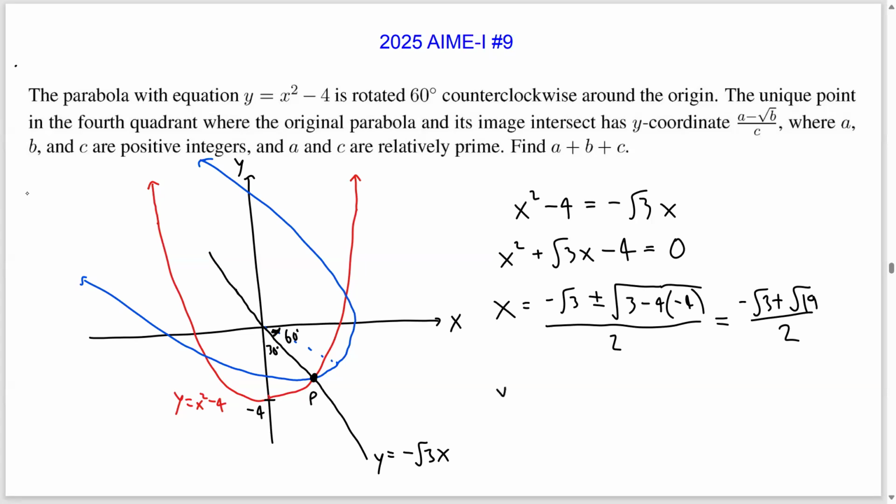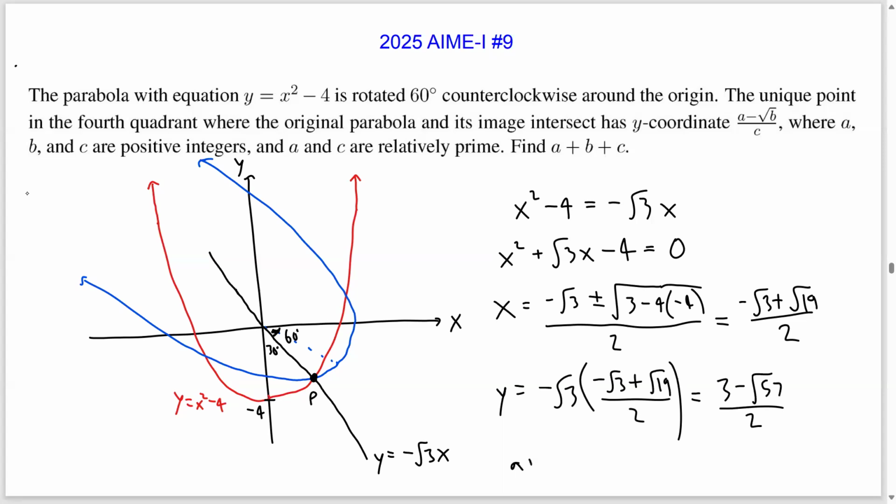Now, to find the y-coordinate, instead of finding x squared minus 4, we actually just need to find minus root 3 times x, because we know that P is also on this line. So y is going to be minus root 3 times the value that we got for x. And this simplifies to (3 minus root 57) over 2.